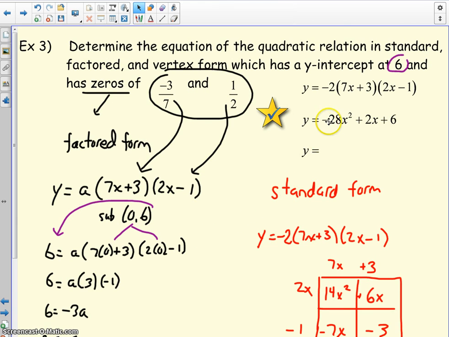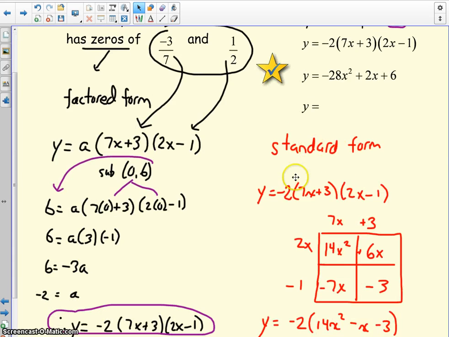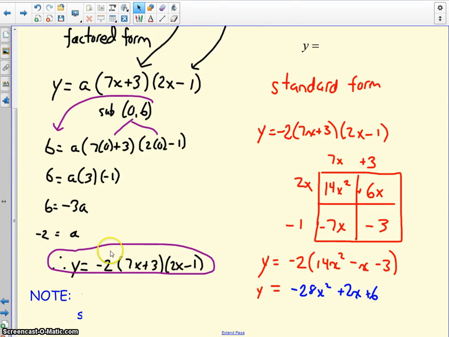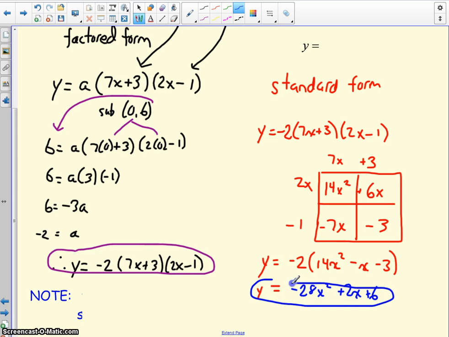Okay, so now I have 2 of 3 down, and now I need to find vertex form. So this will probably be the trickiest one to find. Now think about, if I want to create vertex form, what do I need? So hopefully the answer that jumps out at you is, to find vertex form, I need to know the vertex. It makes perfect sense. So let's try and find the vertex.